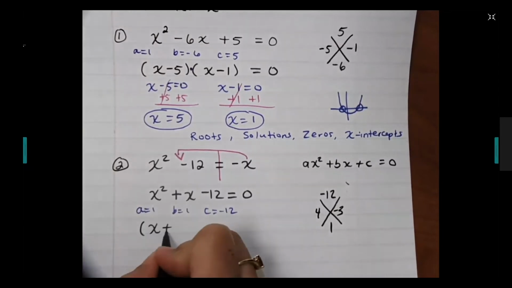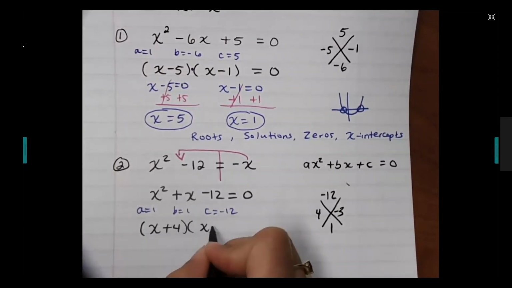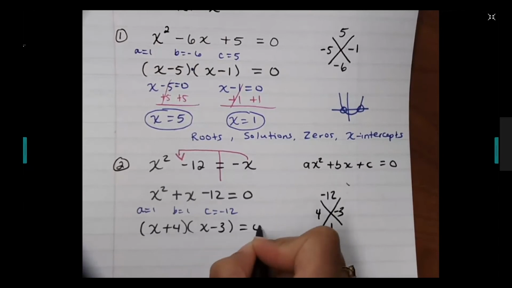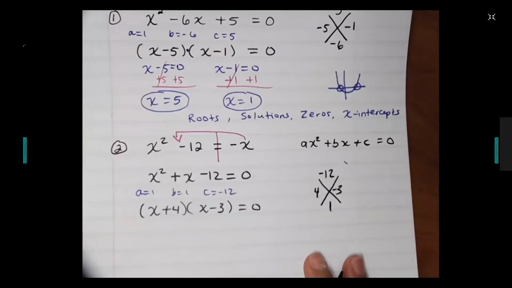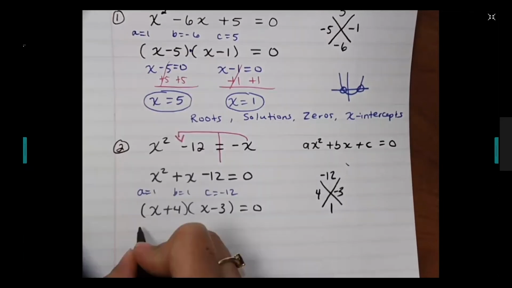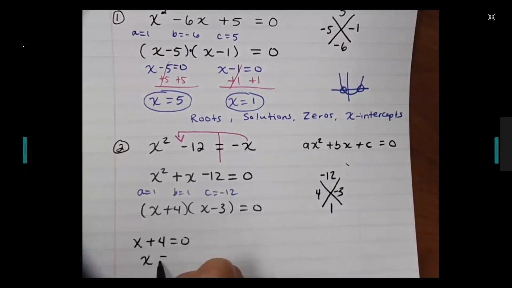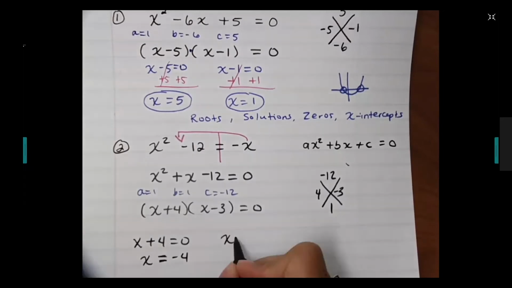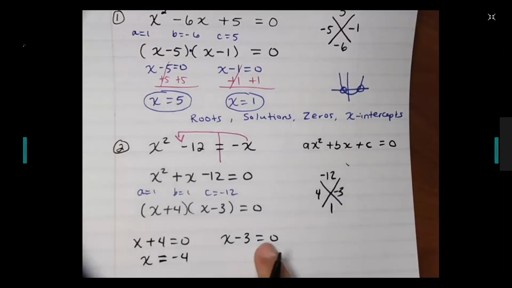So (x plus 4)(x minus 3) equals 0. Now just take each factor, set it equal to 0, and solve. X plus 4 equals 0, so x equals negative 4, right? We subtract 4 from each side. So there's one of my roots. X minus 3 equals 0. Add 3 to both sides. So x equals 3.